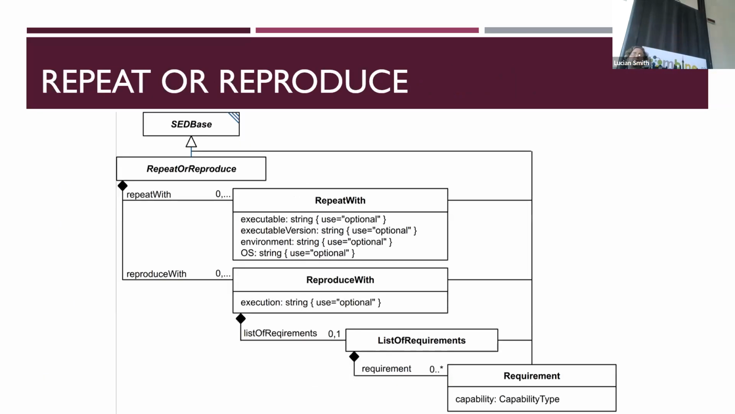So again, this can be adapted in the future, but the basic idea is that you would store the information about repeating or about reproducing as child objects of your elements, of your script or of your command. Say, I repeat with this, I reproduce with this other.